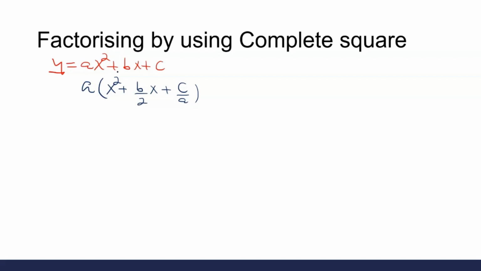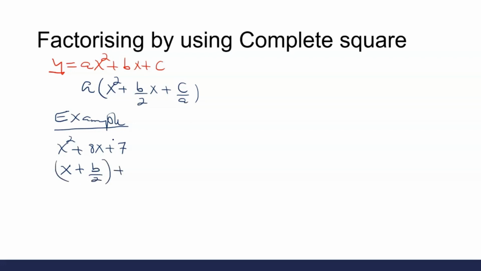no difference. Let's have a look at an example where the coefficient is 1. So let's say we want to factorize this expression. Our a value is 1, b value is 8, and c value is 7. So what we need to do is take the b value. This is what we're going to do: x plus b over 2. And this is our c value.